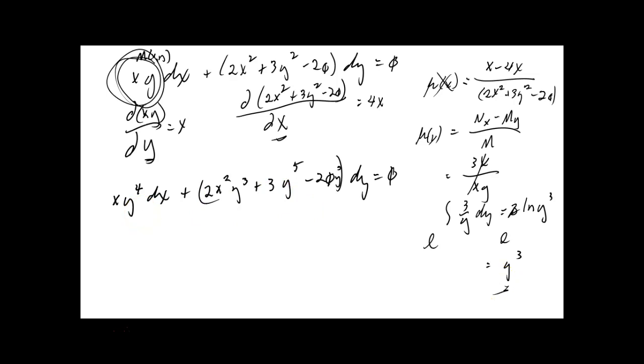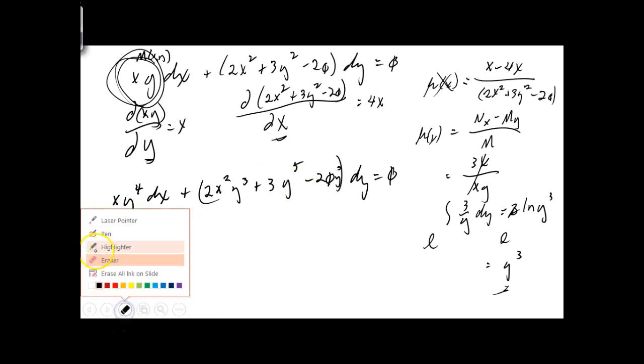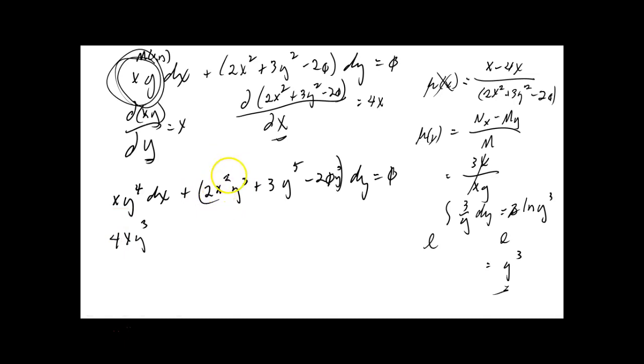Now let's check and see if our conditions are met. The partial of this with respect to y would be 4xy cubed. Partial of this with respect to y would be 6x. Ooh, no, sorry. The second one with respect to x. This with respect to x would be 4xy cubed. This has no x in it. That has no x in it. Look at that. They are equal. So therefore we can use our exact differential on this one.